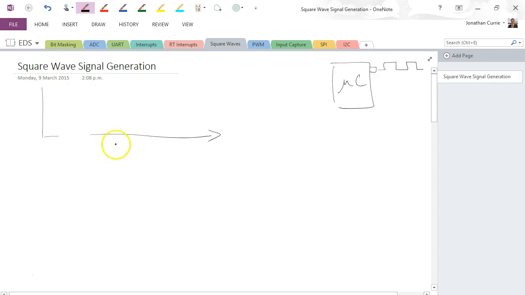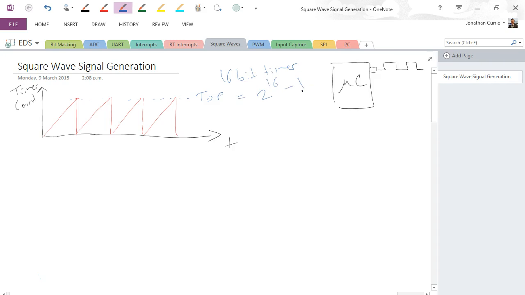So a timer in the microcontroller, we're going to be thinking of a 16-bit one, but this is very similar for an 8-bit one as well. We put time there, and we put timer count on the y-axis. The way a timer works is it counts up, reaches the top value, overflows back to zero, and repeats. And that's all that happens. So in the normal timing mode, this is all that happens. And this value here, which I'm dotting across, is the top value, which for a 16-bit timer equals 2 to the power of 16 minus 1.